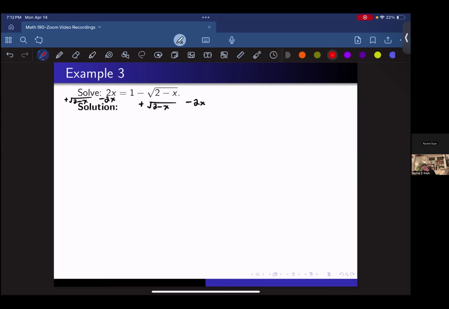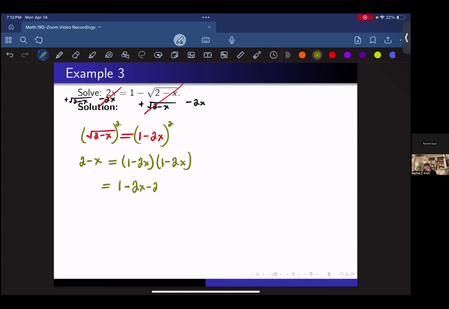So when we do that, we end up with the square root of 2 minus x on that left-hand side is equal to 1 minus 2x. Reverse engineer, we're going to square both sides. So 2 minus x on that left-hand side. The right-hand side, we're going to have to use our FOIL skills. And when we do, we get 1 minus 2x minus 2x plus 4x squared.